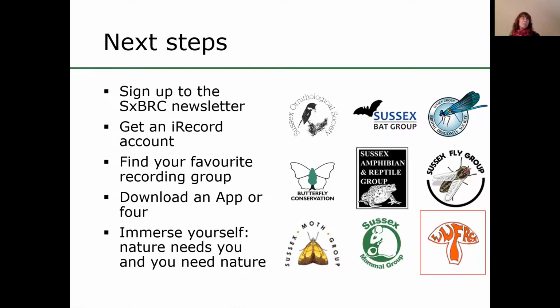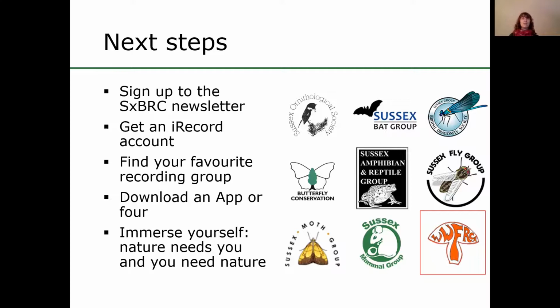And then a few next steps that might be useful for you. So maybe think about signing up to Sussex Biodiversity Record Centre's newsletter. If you're interested in species recording, they'll send out information about surveys and resources. You can get yourself an iRecord account. I really love mine. It's really useful to see what I've seen, where I've seen it, and to be able to go back into my historic data. There are loads of Sussex-based recording groups as well as national groups, so you can see just a selection of them here. They will organise all sorts of things, events, talks, lots of different things.